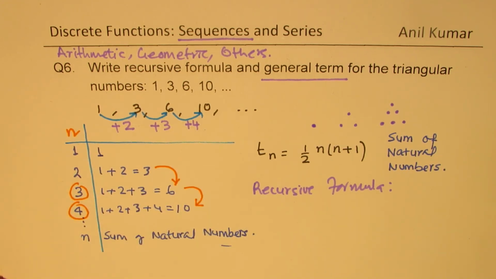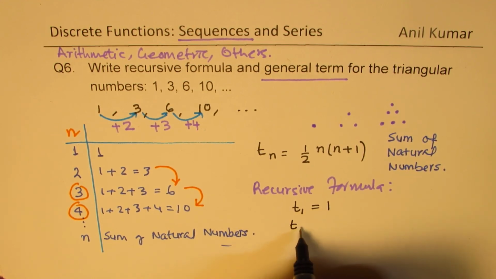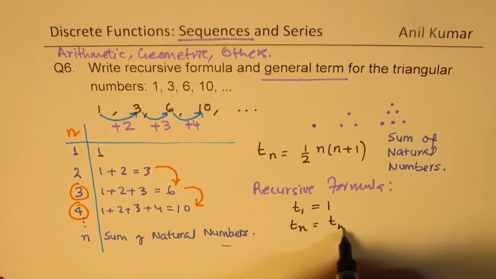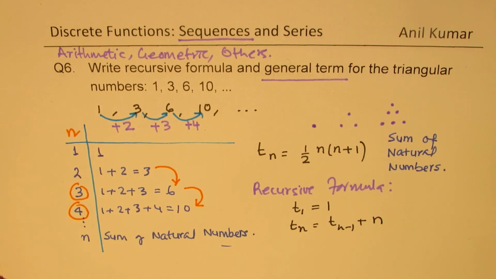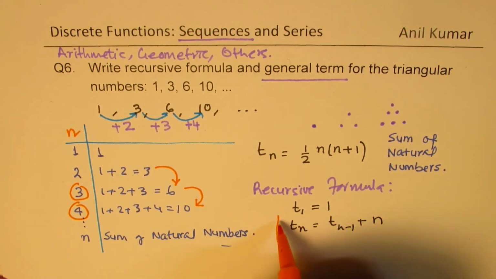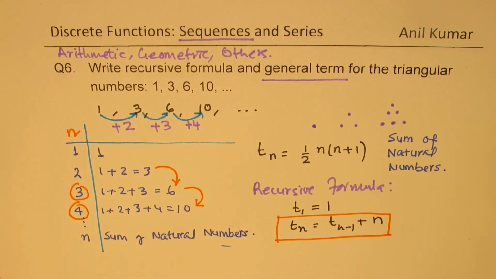So we could write here the recursive formula. If t1 is 1, then tn is tn minus 1 plus n. Do you see that? So that becomes your recursive formula. This is a very beautiful question. Extremely important from a test point of view. Perfect. So that is how you actually get your recursive formula for the given sequence. Is that clear?